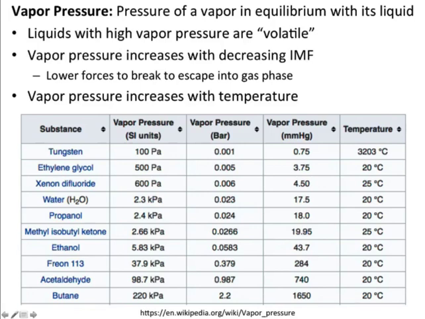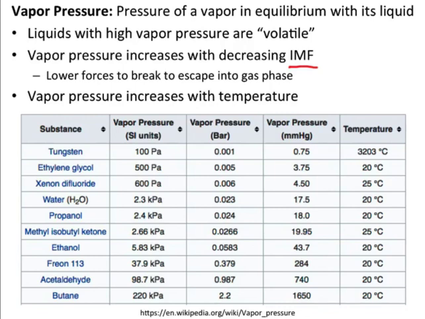So liquids with a high vapor pressure are volatile, we call them. And what do you define as high vapor pressure? Well, more than water, say. Now, vapor pressure increases with decreasing intermolecular forces. So when there's lower forces holding the molecules together, then they can more readily escape into the gas phase, and this creates a higher pressure above the liquid. The reverse is true. If you have higher intermolecular forces, you have a lower vapor pressure.